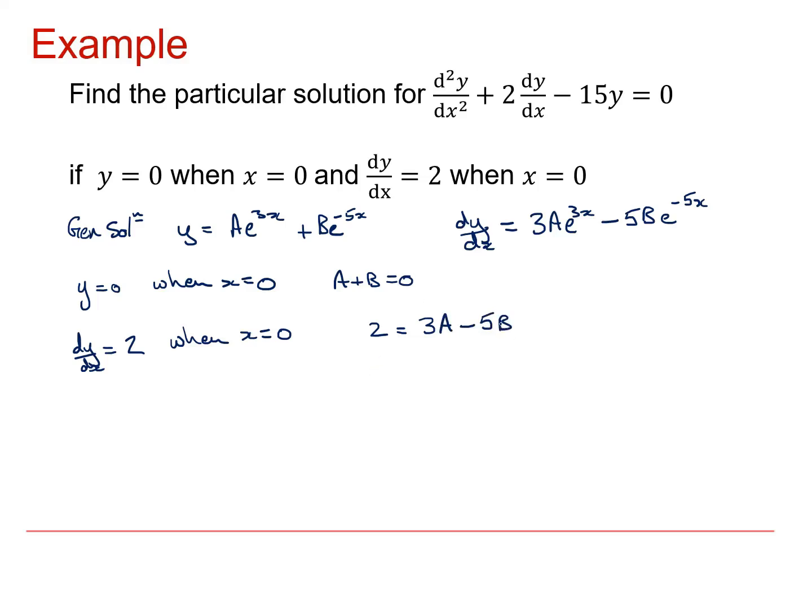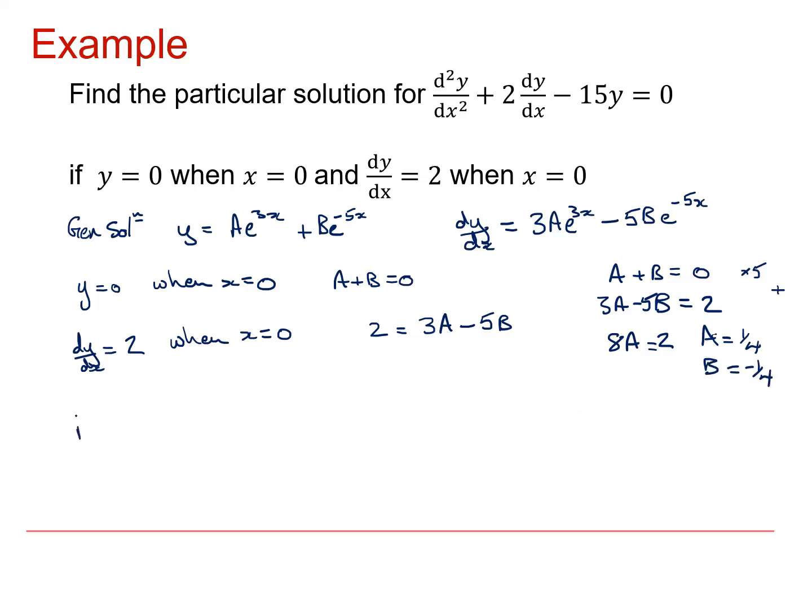So I've got two simultaneous equations in a and b. a plus b equals 0. 3a minus 5b equals 2. So if I multiply that by 5 and add them together, I'm going to get that 8a is equal to 2, which means that a is equal to a quarter. And from here I can see that a is equal to minus b, so that's going to give me that b is equal to minus a quarter.